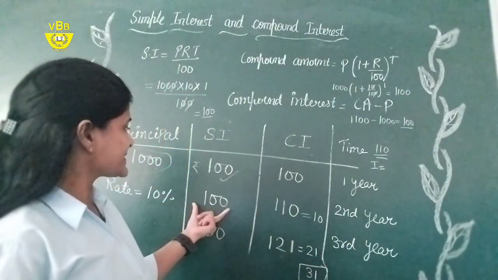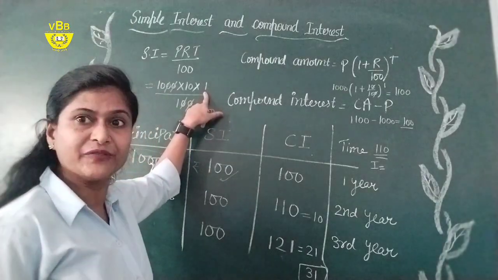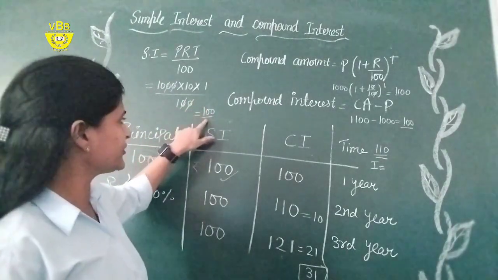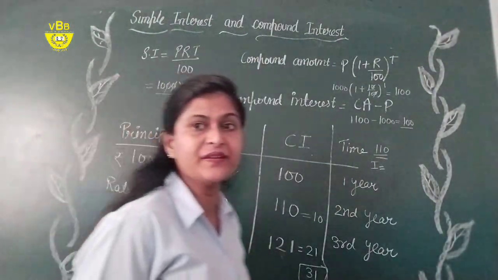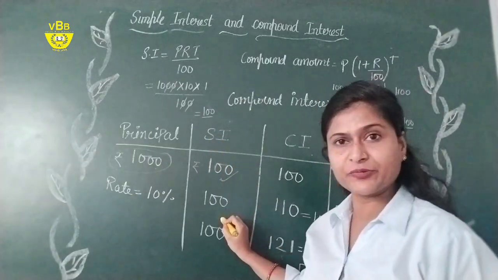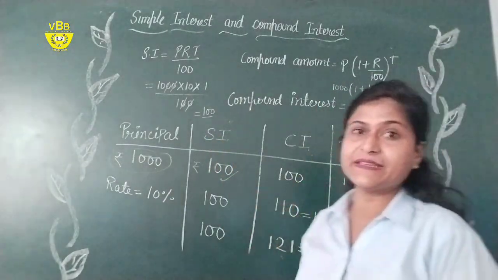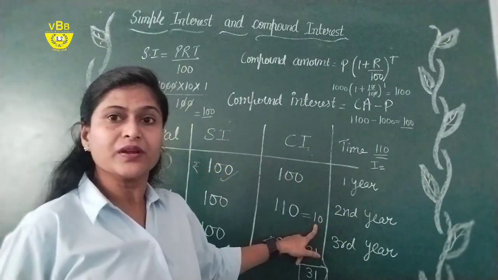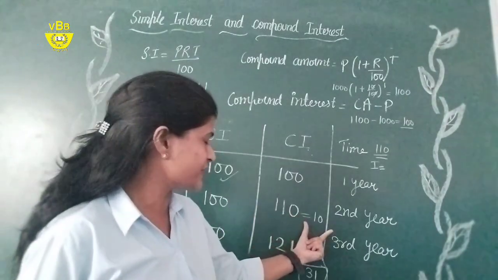For the second year, the time period will be 1 year for the next year, the rate of interest will be 10% and the principal value 1000. The simple interest will be 100 rupees. When you talk about compound interest for the next year, the value will be 110. Now the difference between 100 and 110 is 10 rupees.